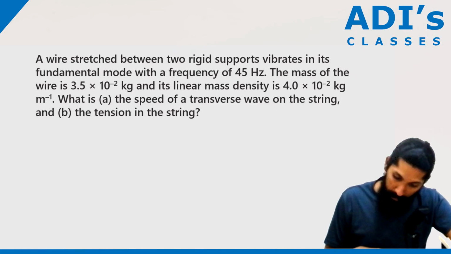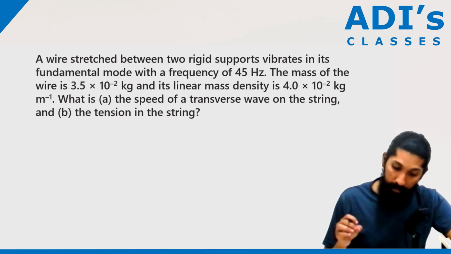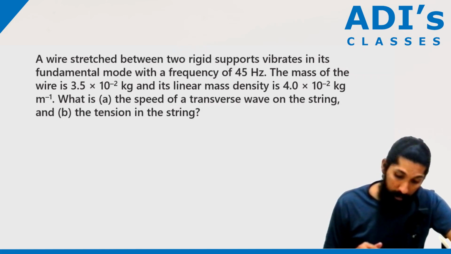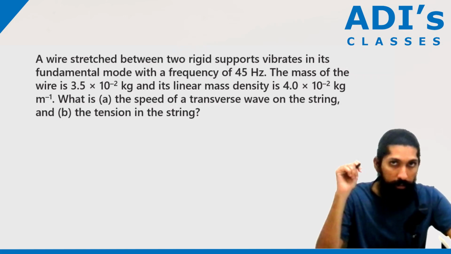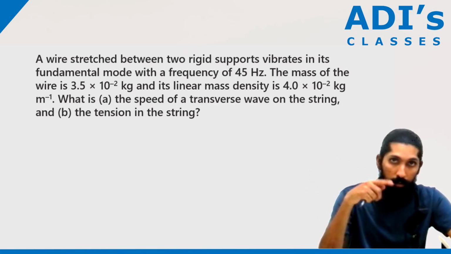The question goes like this. A wire stretched between two rigid supports vibrates in its fundamental mode with the frequency of 45 Hz. The mass of the wire is given with its linear mass density, that's also given. What is the speed of the transverse wave on the string? The tension in the string. Again, don't you think this is a particular question based on the previous formula? As in v is equal to root of T by m.